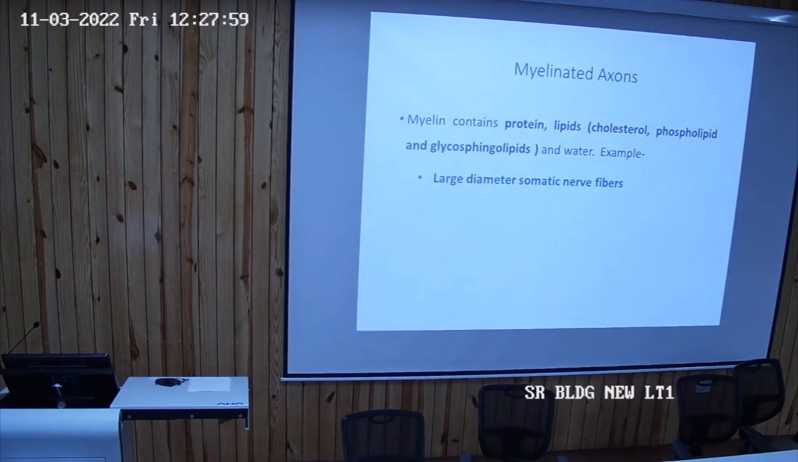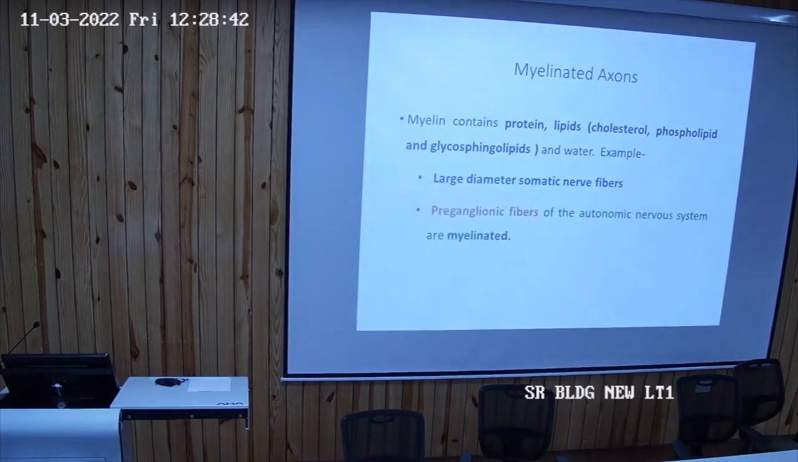And where will we find myelinated axons? In the case of somatic motor nerves, which are in your voluntary control, the skeletal motor fibers, the large diameter somatic nerve fibers. Also in the autonomic nerve fibers. The autonomic nerve fibers have preganglionic fibers and postganglionic fibers. Do you know which one is usually myelinated, preganglionic or postganglionic? With some exceptions, preganglionic neurons are usually myelinated.